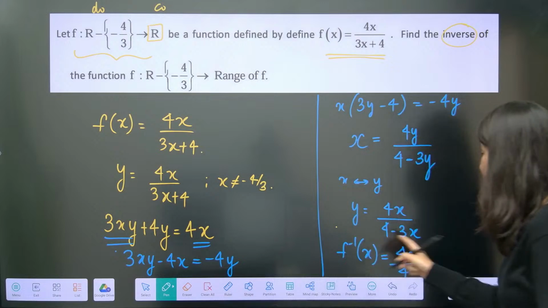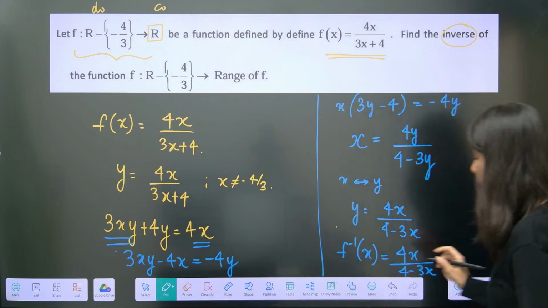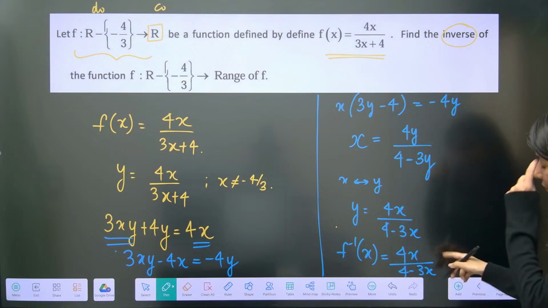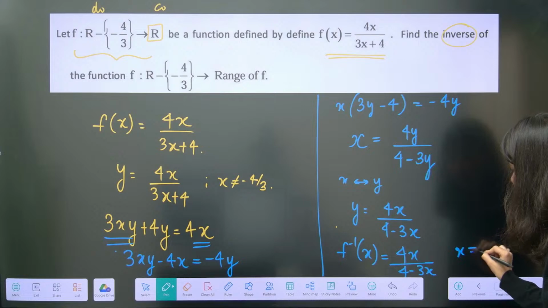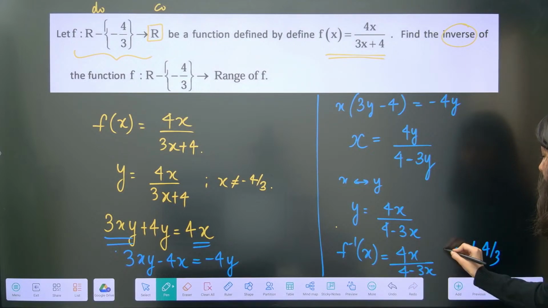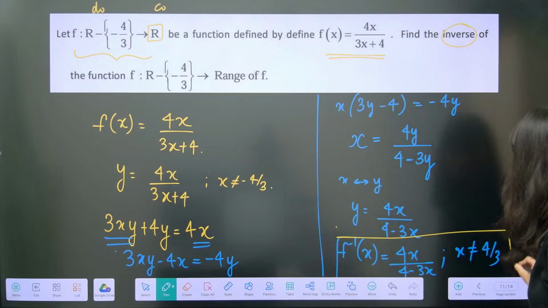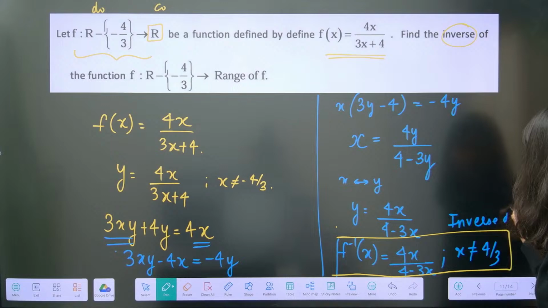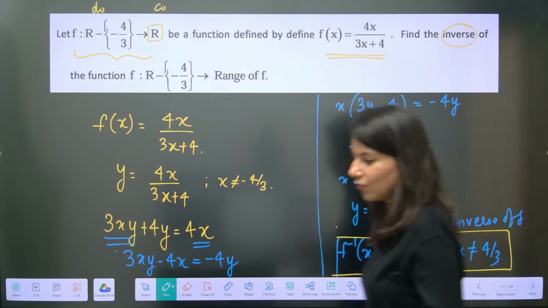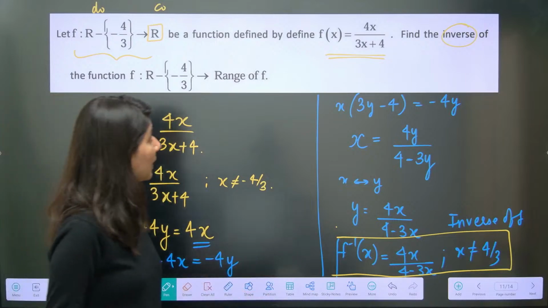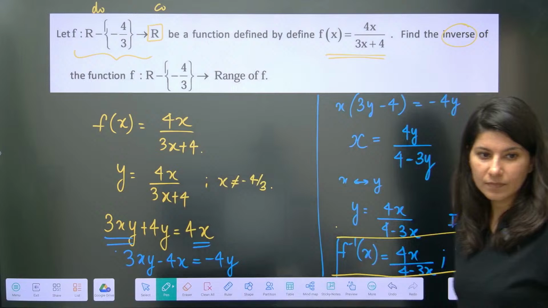And the domain of your inverse function is what? Here x will not be equal to 3 by 4. Sorry, 4 by 3, correct? 4 by 3, because the denominator cannot be 0, right? So this is your inverse function. This is your final answer. Just write inverse of f or f inverse of x as 4x upon 4 minus 3x. This is how you will mention the inverse of a function, okay? All right. Clear?